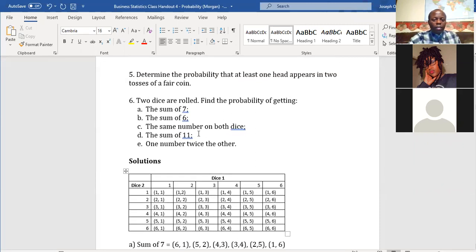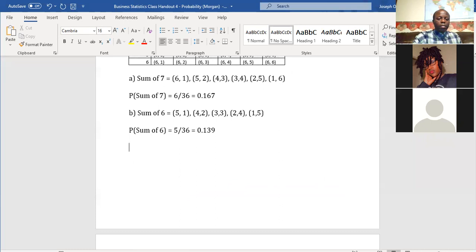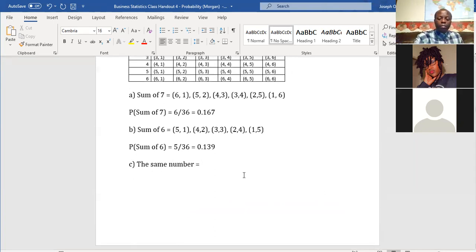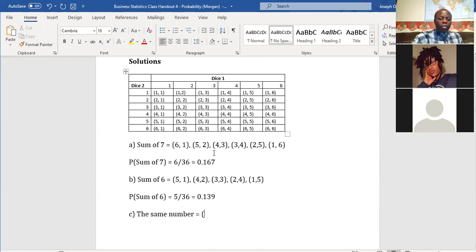Next, find the probability of getting the same number on both dice. Let us see the outcomes that will give us the same number on both dice. You can see 1, 1 is the same number. Next one is 2, 2. We have 3, 3. We have 4, 4.